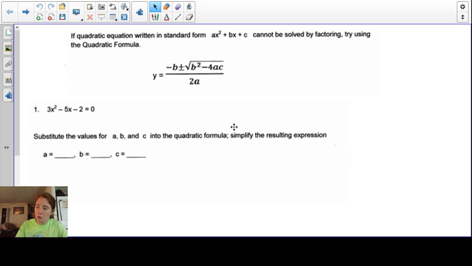Cool. So we're going to go ahead and talk about solving quadratic equations using the quadratic formula. We've already talked about solving via factoring. That should have been watched already, where you get it set equal to 0, but sometimes you cannot factor everything, so you have to use what is known as the quadratic formula.